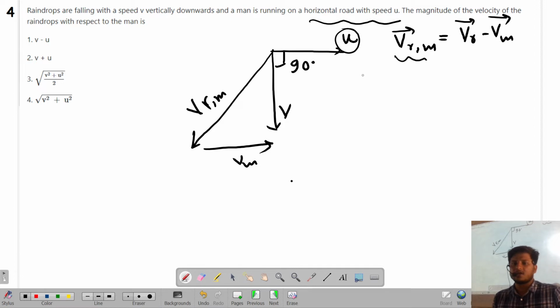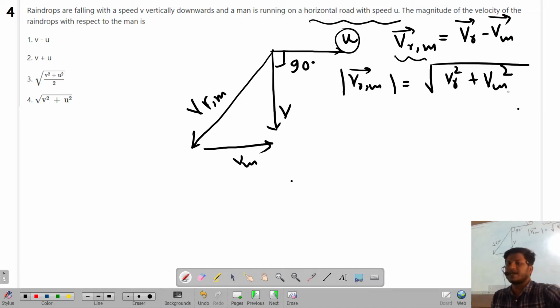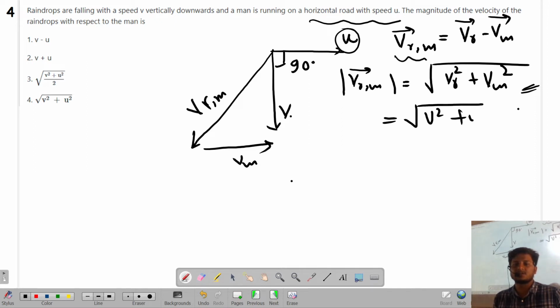Now if I take the resultant magnitude of the velocity of rain with respect to man, it is going to be v squared plus the velocity of man squared, minus the velocity of rain into the velocity of man into cos theta. But what is that theta, the angle between man and rain? 90 degrees, so this term gets cancelled. I'm directly writing it: root over v squared plus u squared. Which option is correct? Option D.